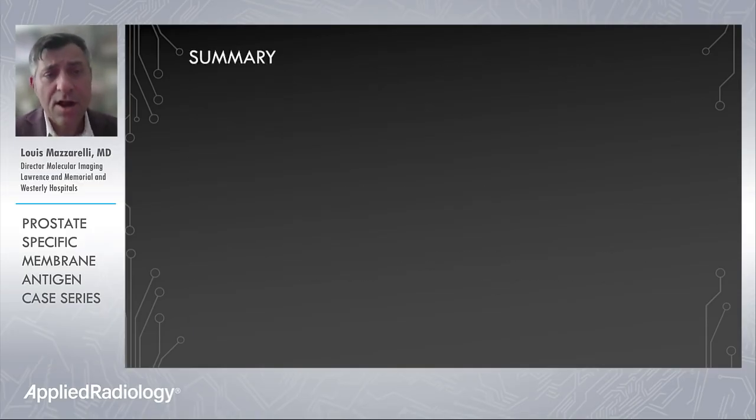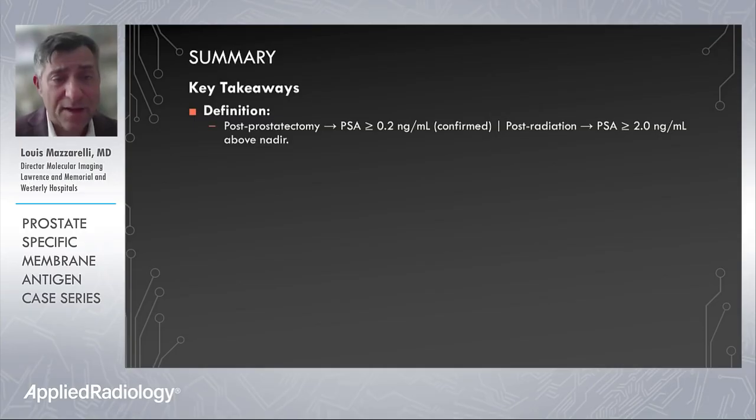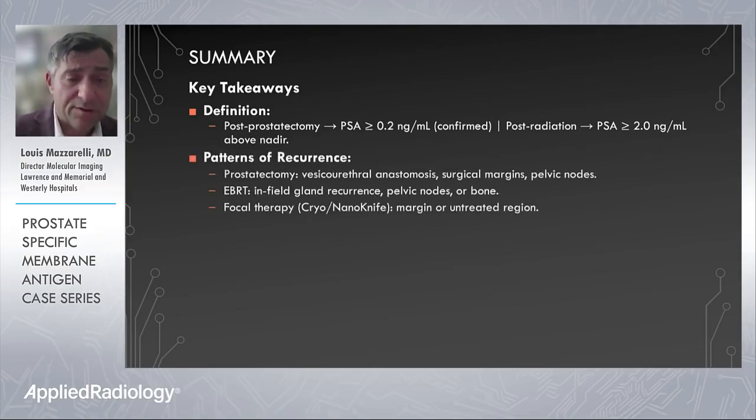So in summary, our key takeaways: the definition of biochemical recurrence in the post-prostatectomy setting is a PSA greater than 0.2 nanograms per cc, or in the post-radiation setting, PSA greater than or equal to 2 nanograms per cc above nadir. The patterns of recurrence following prostatectomy: the recurrence may occur at the vesicourethral anastomosis most commonly, so always remember to review your sagittal images, at the surgical margins, including the seminal vesicle remnant, and pelvic nodes, as well as the bones or viscera.